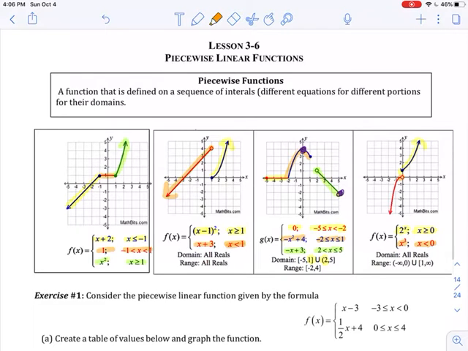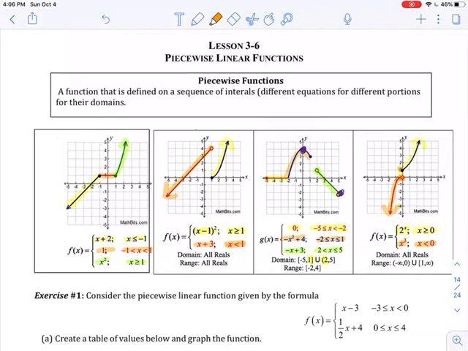And then when x is less than 0, so notice I have the closed circle, it's x cubed, so that's this part right here. All right, so my domain are all reals, even though there's an open circle here. At 0, there's a closed circle there at (0, 1). So I am still including the 0. So my domain are all reals.